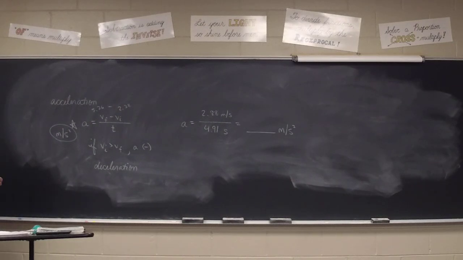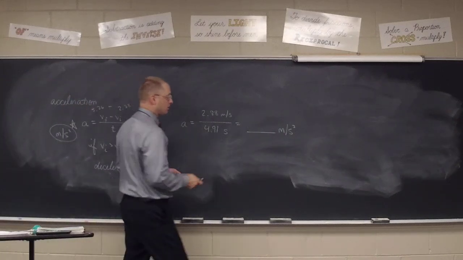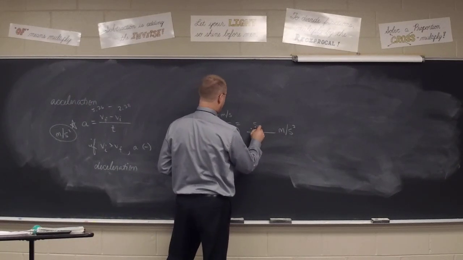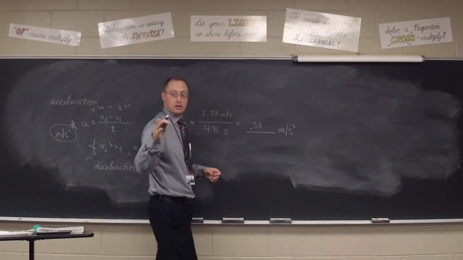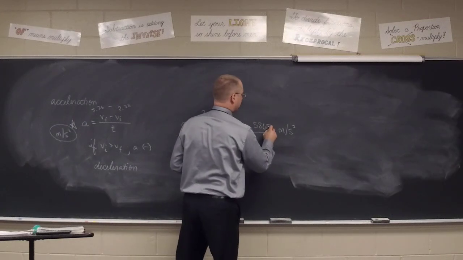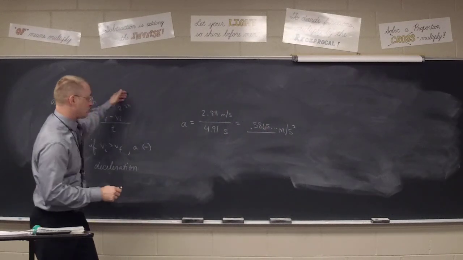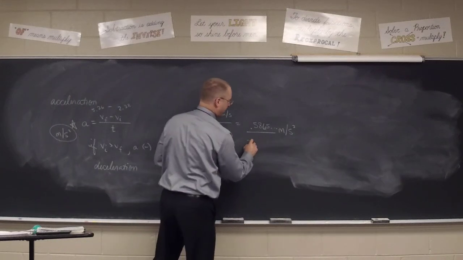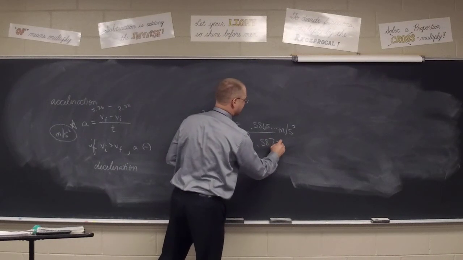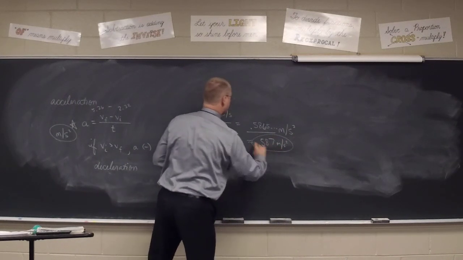And we need to divide that out. The 2.88 divided by the 4.91, we get how many meters per second squared, class? 0.5865, and so on. They gave us 3 sig figs, so yes, we will round off to 3 sig figs, 0.587 meters per second squared.